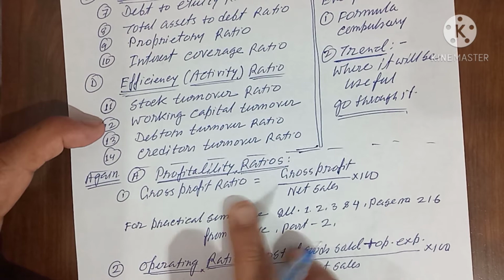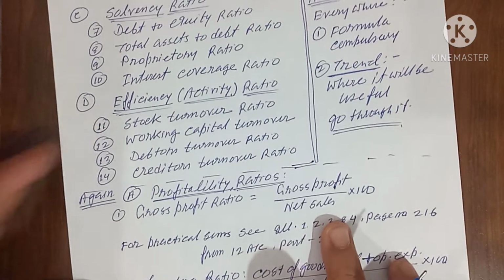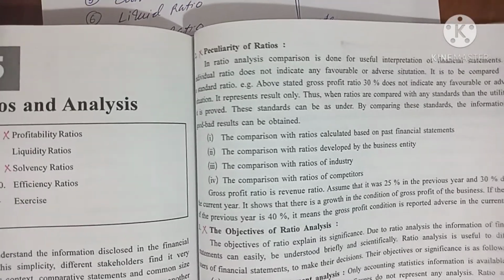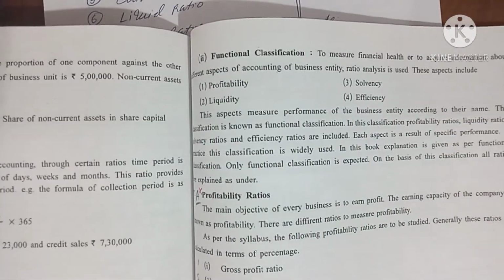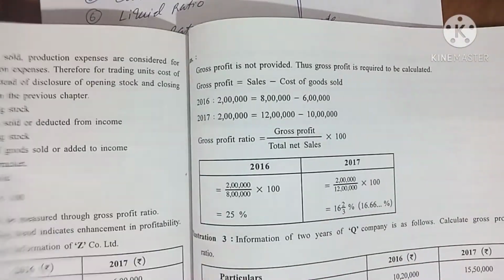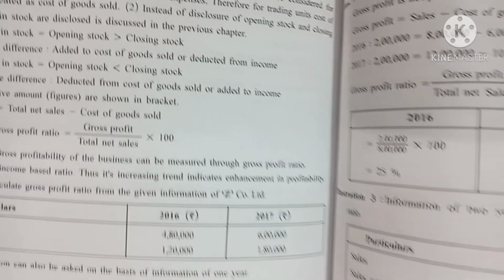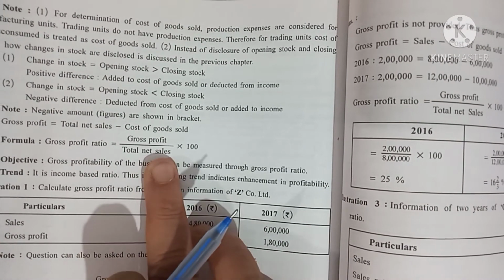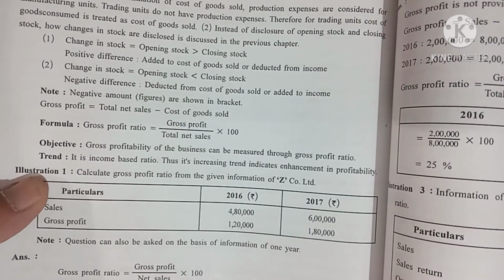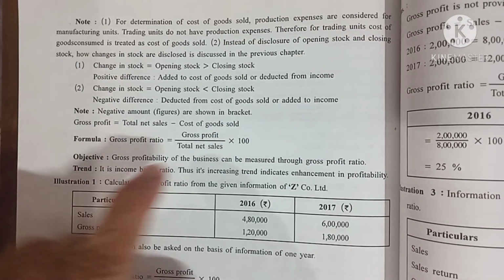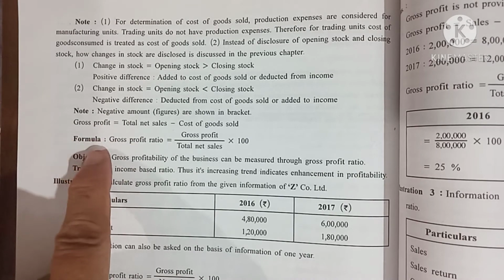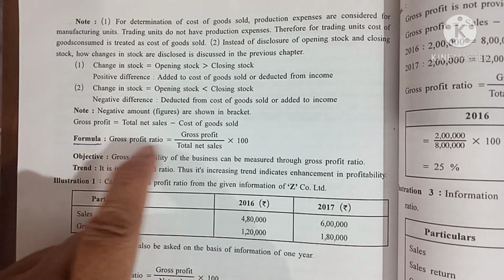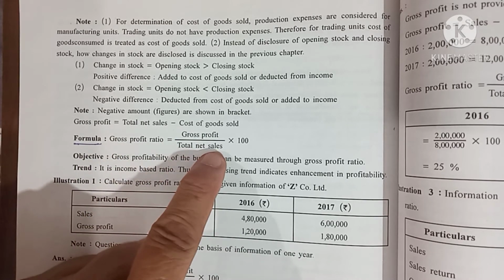Very easy. The gross profit ratio formula is gross profit by sales into 100. I want to show you where the trend is there in your book. I got it, page number 216. Here it is given. You see that formula. The gross profit ratio is equal to gross profit by total net sales into 100.